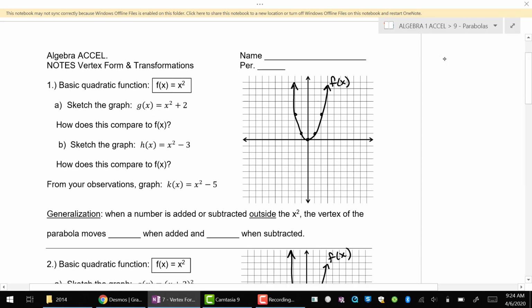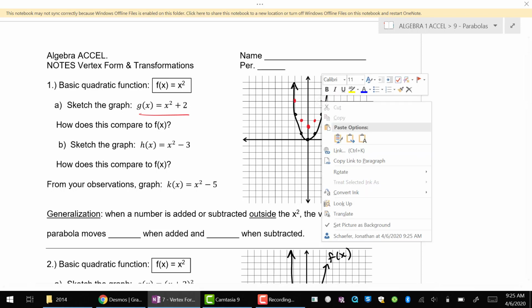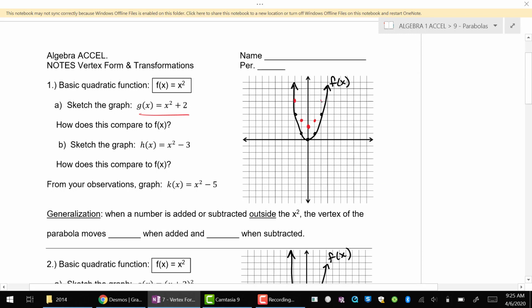Sketch the graph of g of x, x squared plus 2. I'll do that in red. We're going to shift all these points up 2. So here are the new points, and there's the new quadratic. We'll call that g of x.